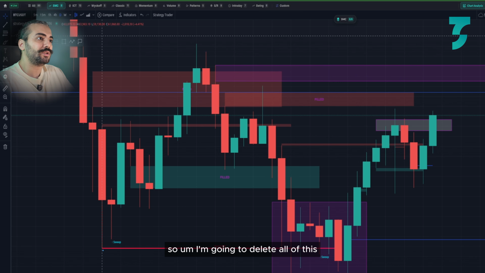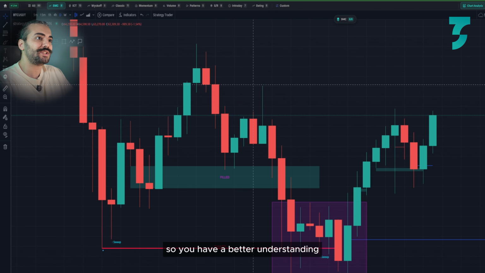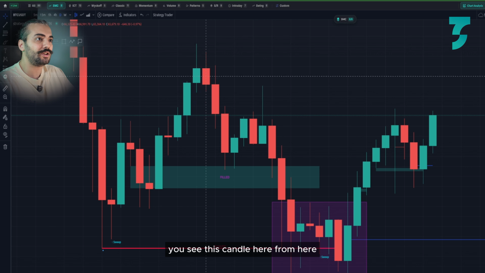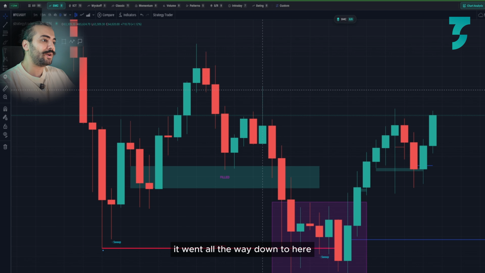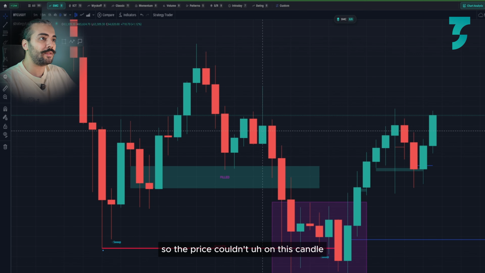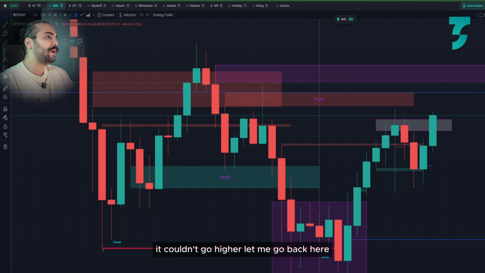So I'm going to delete all of this so you have a better understanding. You see this candle here, from where my mouse cursor is, it went all the way down to here. So on this candle the price couldn't go higher. Let me go back here.